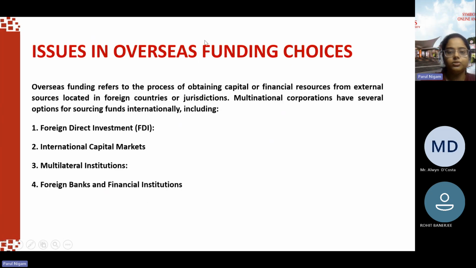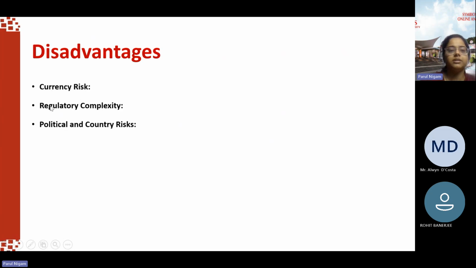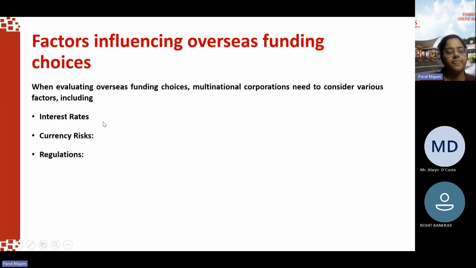Then there are overseas funding choices like FDI, international capital markets, multilateral institutions, foreign banks, and financial institutions. The advantages are access to a larger capital pool, diversification of funding resources, and lower cost of capital. The disadvantages are currency risk, regulatory complexity, and political and country risks.